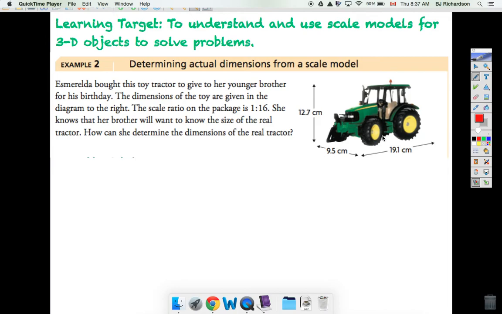The scale ratio on the package is 1 to 16, and she knows that her brother will want to know the size of the real tractor. How can she determine the dimensions of the real tractor?